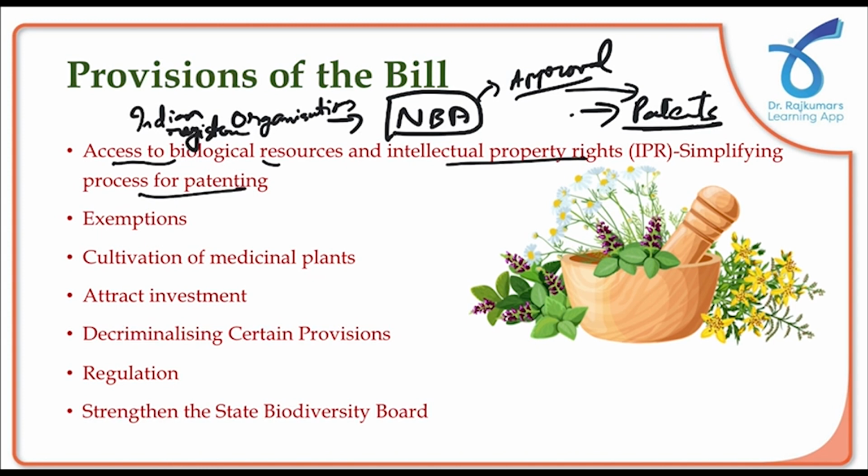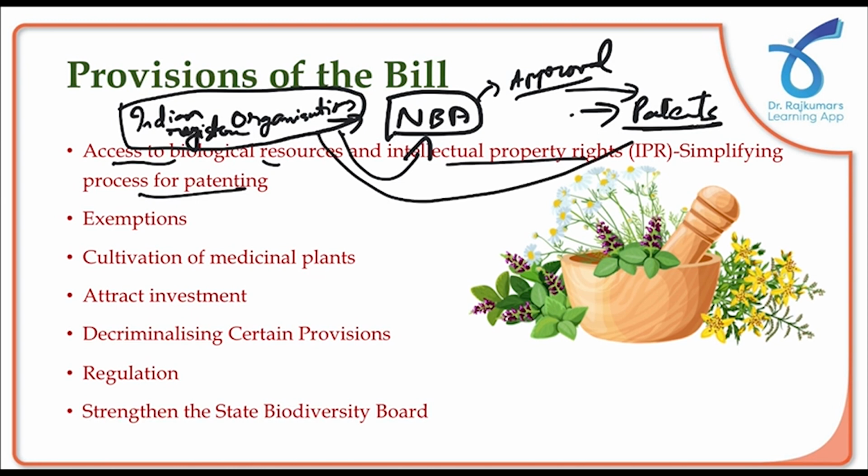Now, with this current bill, the need for Indian registered organizations to take NBA approval has been removed, and foreign companies can also invest, but foreign companies have to invest in an Indian company, and these companies need to take NBA approval, but they can simultaneously also apply for the patents. The only condition is that before the grant of patents, NBA approval must be present, right? So in this way, we find that the process for patenting has been simplified, right? Coming to exemptions, we find that Ayush practitioners, Hakims, all these people have been exempted from taking NBA approval for use of medicinal plants.